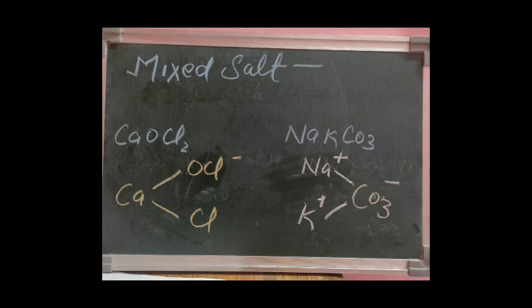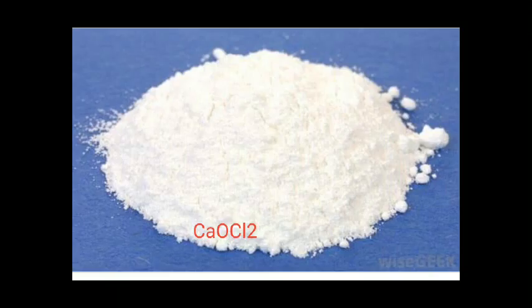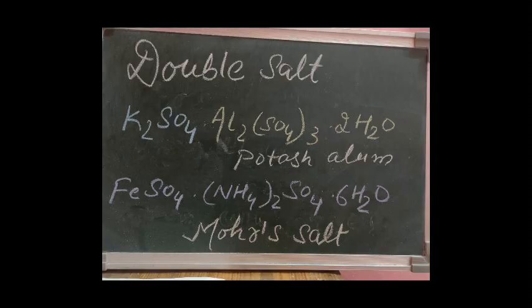Another example of mixed salt is sodium potassium carbonate. Here the formula contains two positive cations, sodium cation and potassium cation. Last one is the double salts. Double salts are formed from two simple salts in the equimolar proportion when they slowly get crystallized. You can find out that most of the double salts are in crystal form. The examples of some of these are potash alum, Mohr salt, ferric alum.